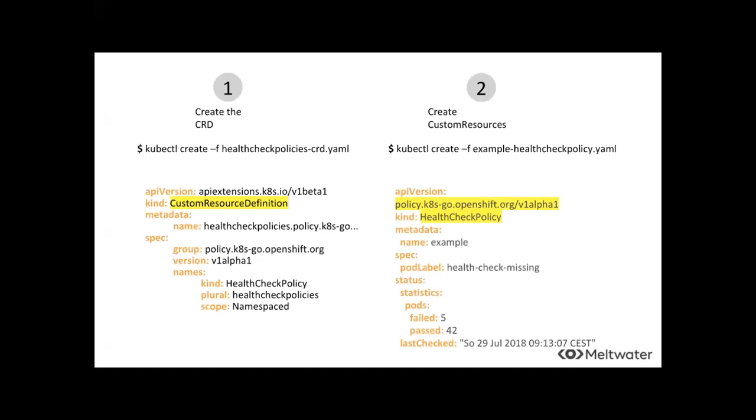For example, here I define a health check policy. The object is something where I want to know how many failed and how many passed health checks I have. I want to store this inside Kubernetes. So it's possible to extend it. You can extend it with whatever you want and also build your applications on top of it.